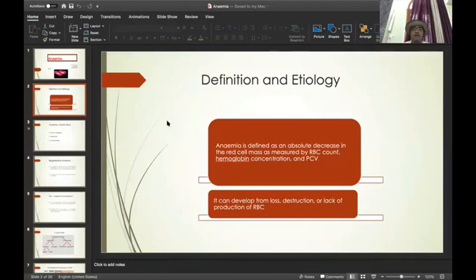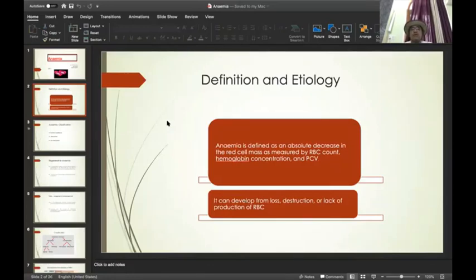Looking at the definition, it means the RBC formation, the hemoglobin synthesis, or a reduction in both can lead to a decrease in the blood cell mass. So that decrease in the blood cell mass is popularly known as anemia.